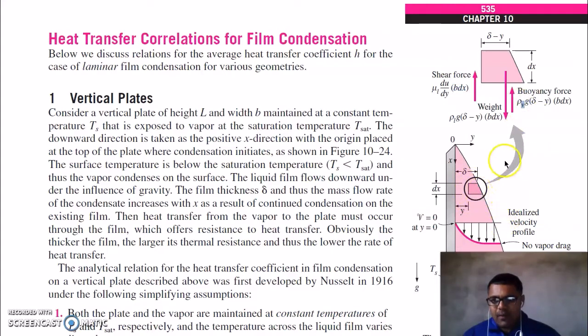Vapor will cause the buoyancy force, density into gravity into volume of vapor displaced. Now the volume of vapor displaced is equal to the volume of this element, which is dx into b into (delta minus y). So this is your buoyancy force. Also you can consider this buoyancy force with the help of this example.